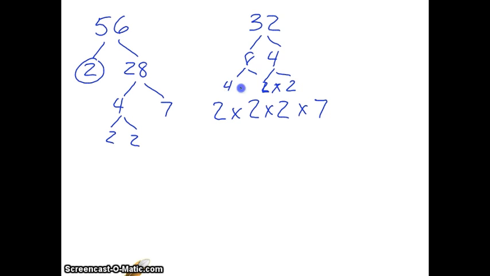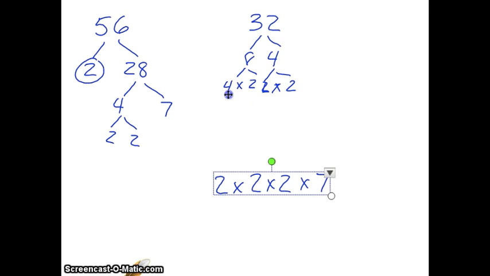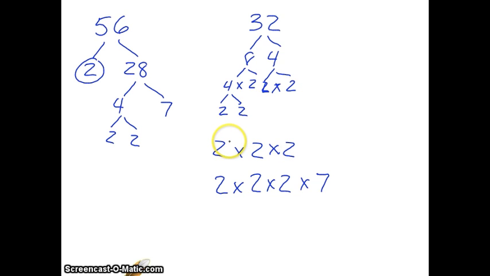And 32, the prime factorization, do 8 times 4, which is 2 times 2 times 2 times 2 times 2. This is 4 times 2, which is 2, 2. So the prime factorization of 32 is 2 times 2 times 2 times 2 times 2. 5 2s.